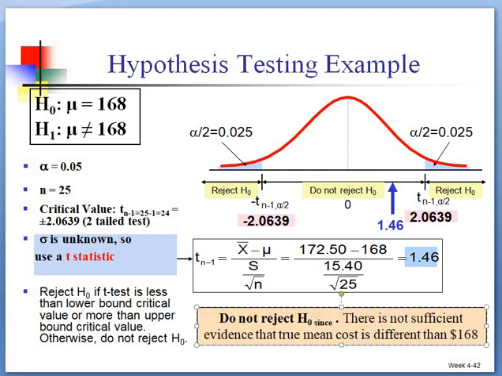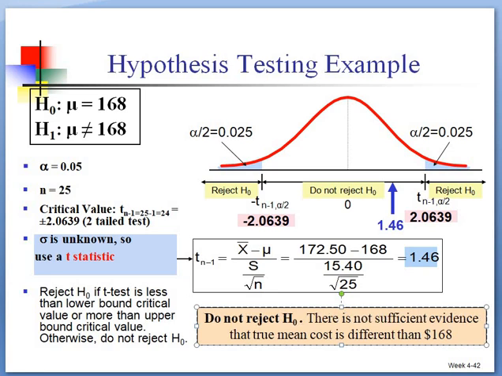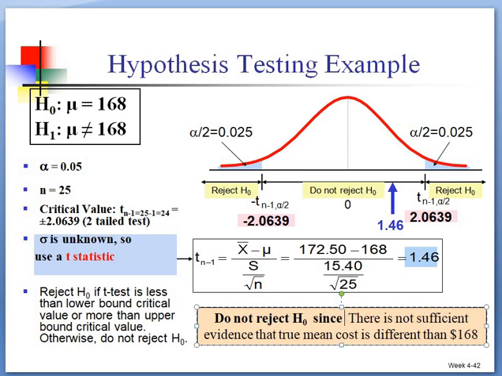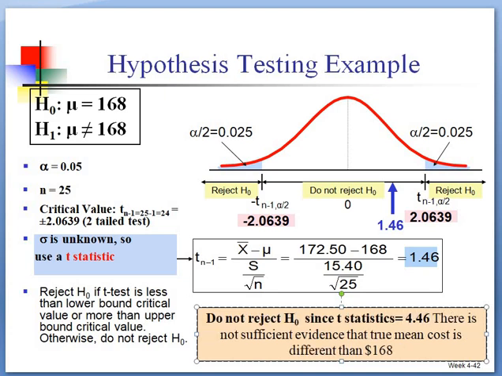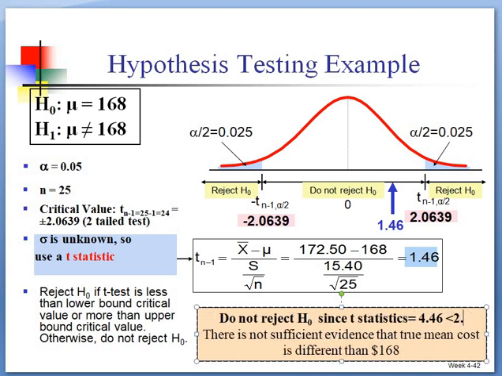Since the t statistic is equal to 1.46, which is less than 2.0639, we can conclude that there is no sufficient evidence that the true mean cost is different than $168.